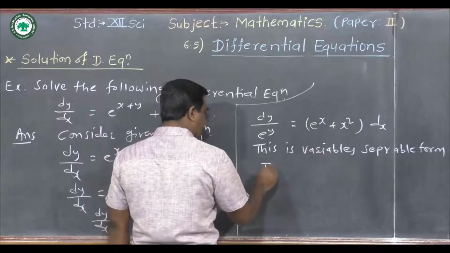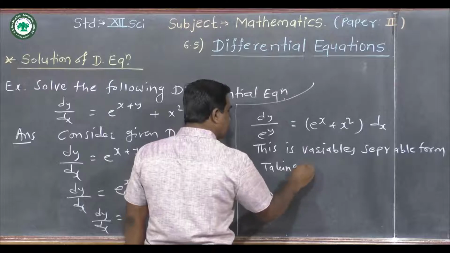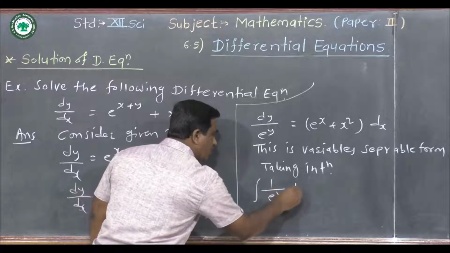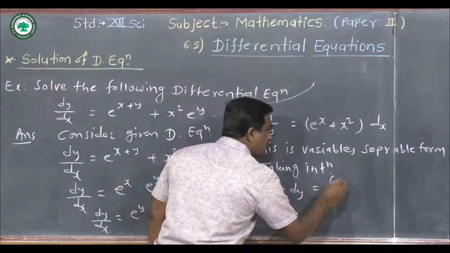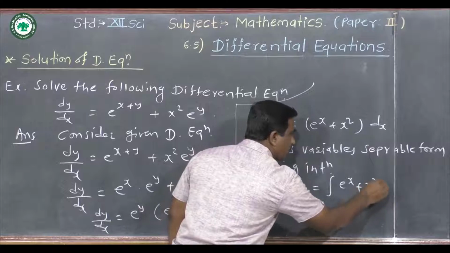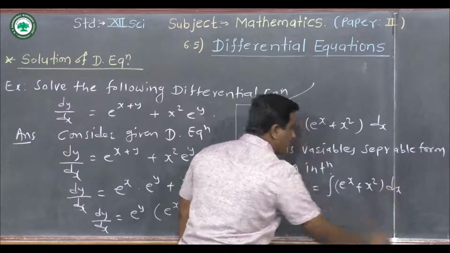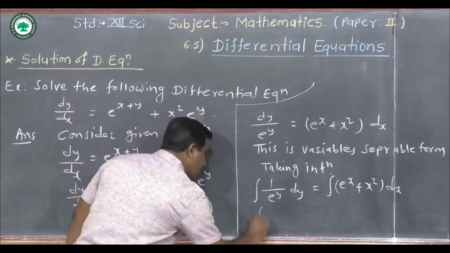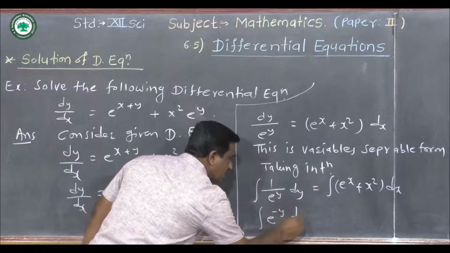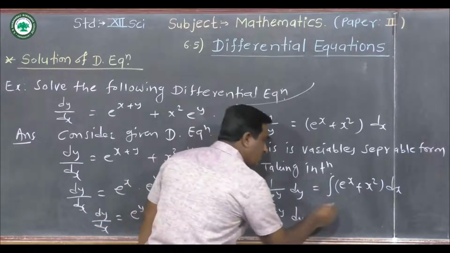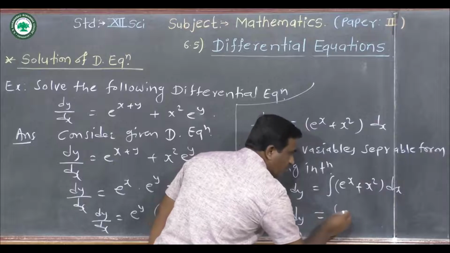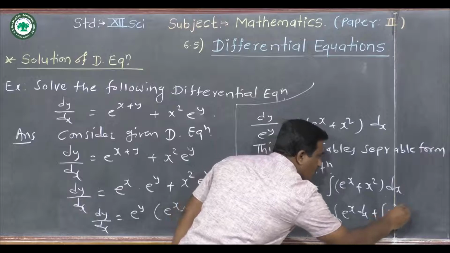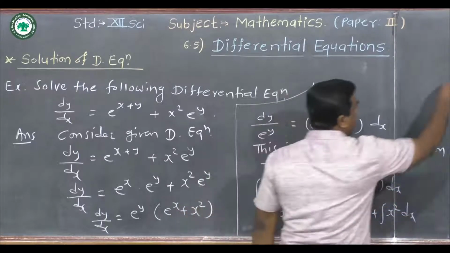Taking integration, we can write here integral 1 upon e raised to y into dy is equal to integral e raised to x plus x square into dx. Now rearranging terms, 1 upon e raised to y means e raised to minus y into dy is equal to, taking separate integration by the rules of integration, integral of e raised to x into dx plus integral of x square into dx.